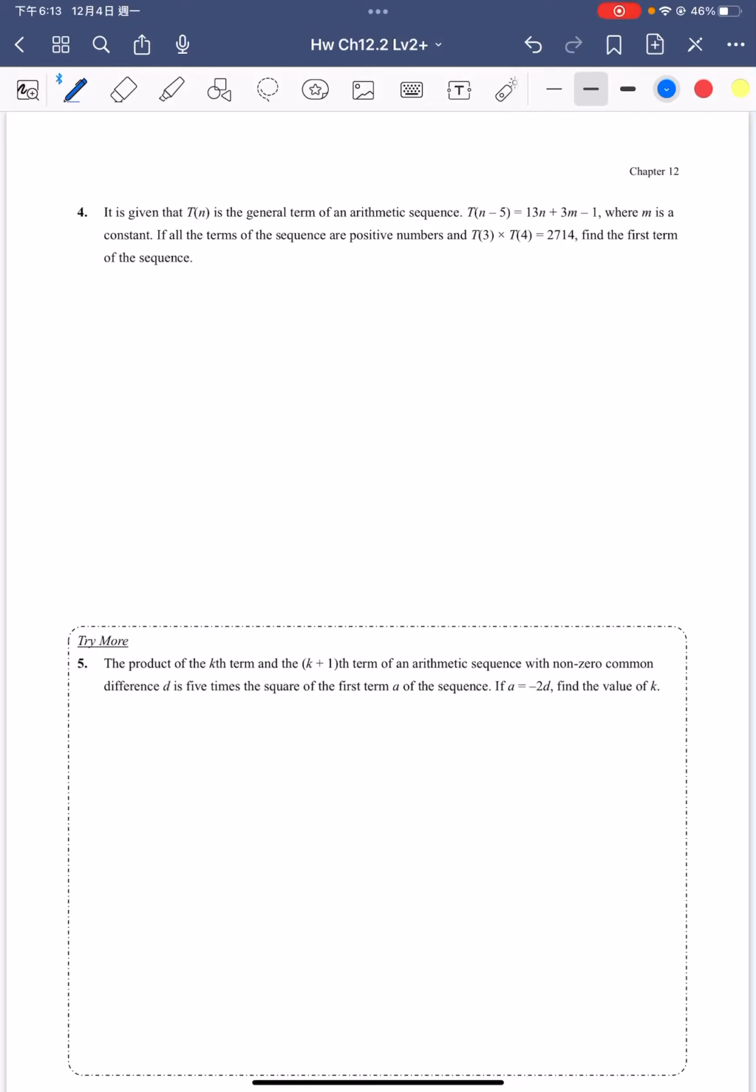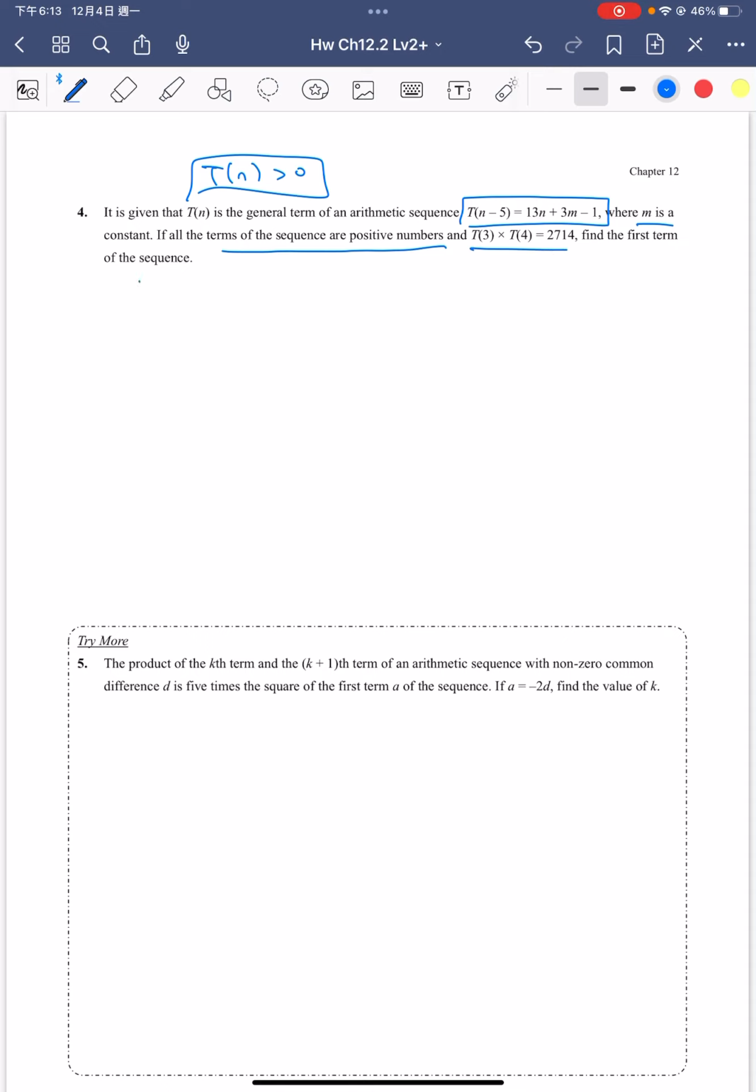So for question 4, we have some conditions. First of all, we have t of n minus 5 is equal to 13n plus 3m minus 1, where m is the constant. And then the second condition is that all terms of the sequence are positive numbers. So I have to say that tn is greater than zero for all of the terms. And then this third condition is this t3.